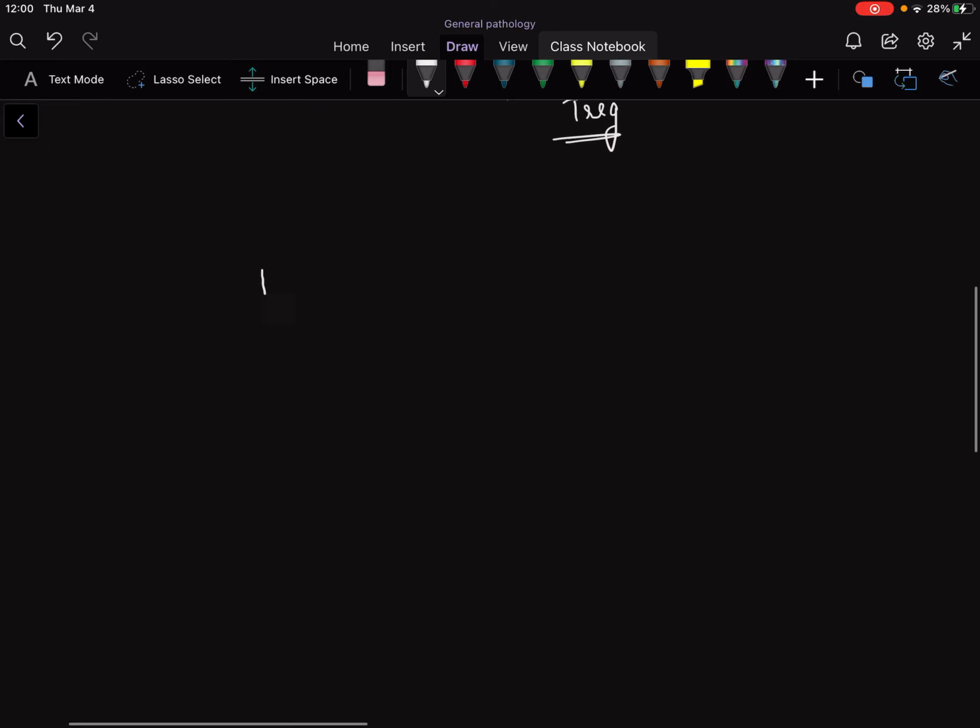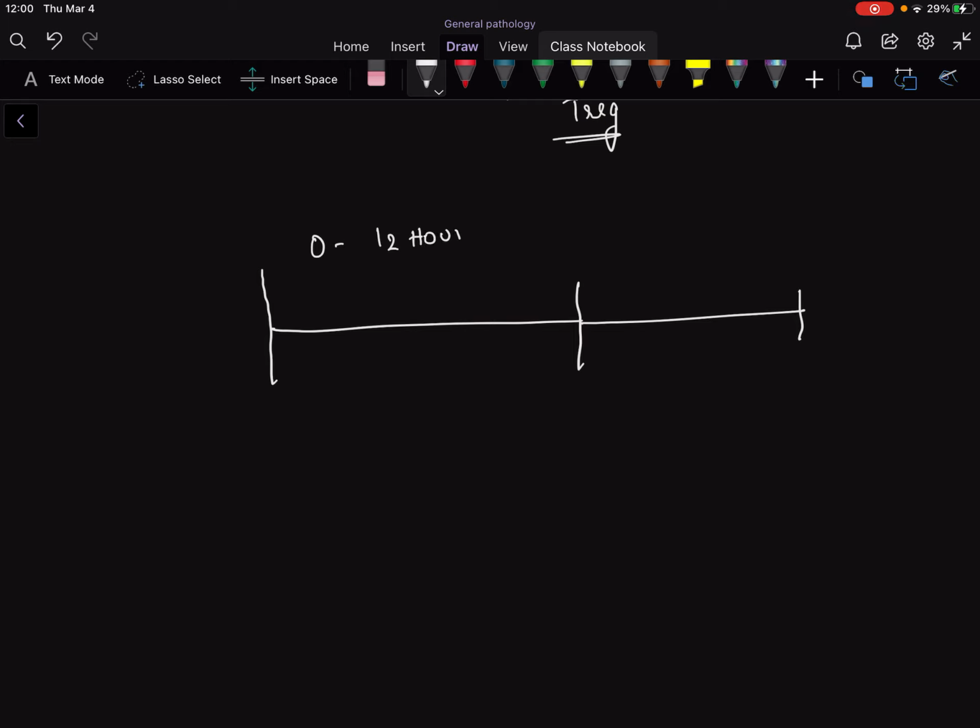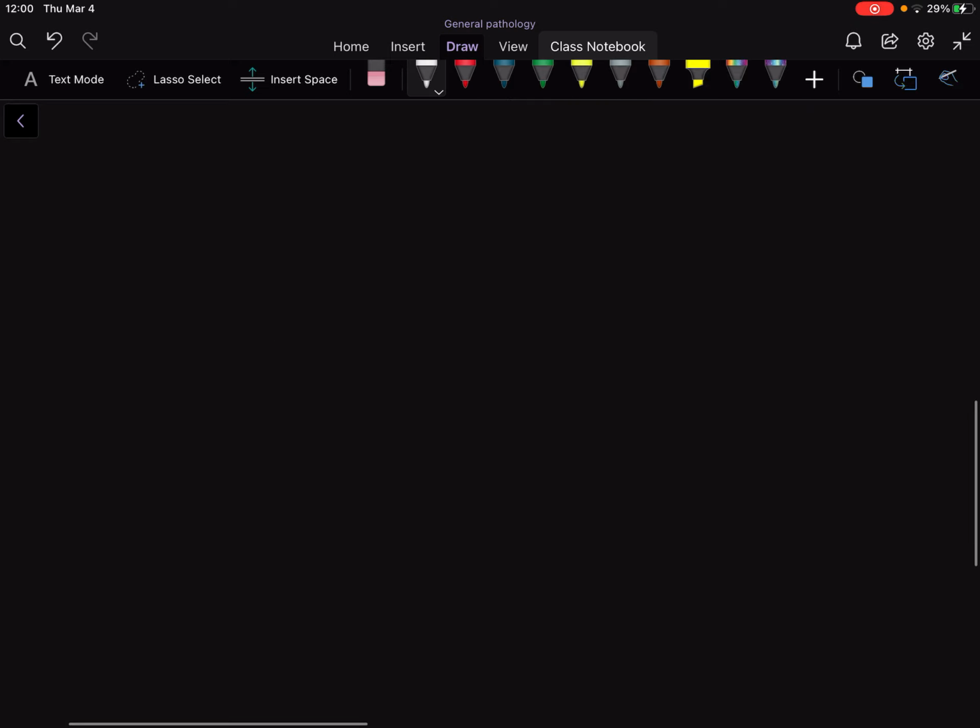So when we draw a little graph here, from 0 to 12 hours you will be seeing mainly innate immunity, and from 2 days to 5 days you will be seeing mainly adaptive immunity. So let's talk about innate immunity.